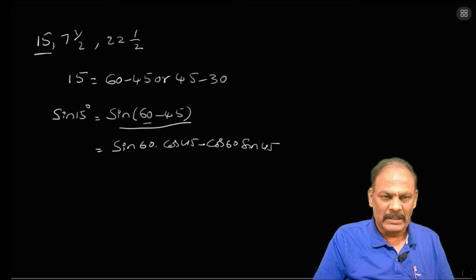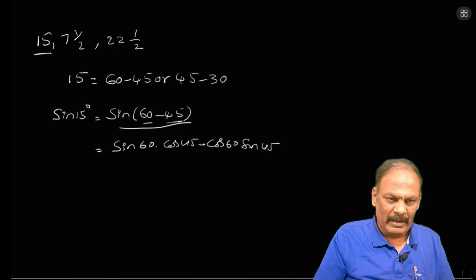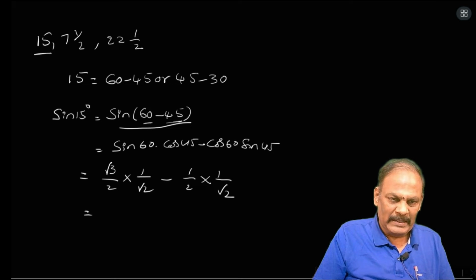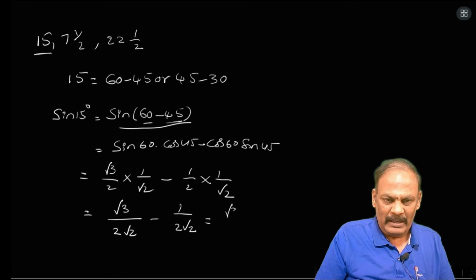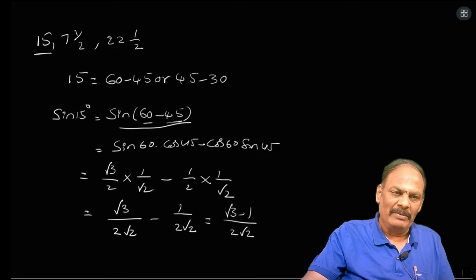Here a equals 60 degrees and b equals 45 degrees. Now substituting the values, sin 60 value root 3 by 2 into cos 45 value 1 by root 2, minus cos 60 value 1 by 2 into sin 45 value 1 by root 2. Now finding the LCM, root 3 by 2 root 2 minus 1 by 2 root 2. By finding the LCM, you get root 3 minus 1 by 2 root 2. This is the value of sin 15.